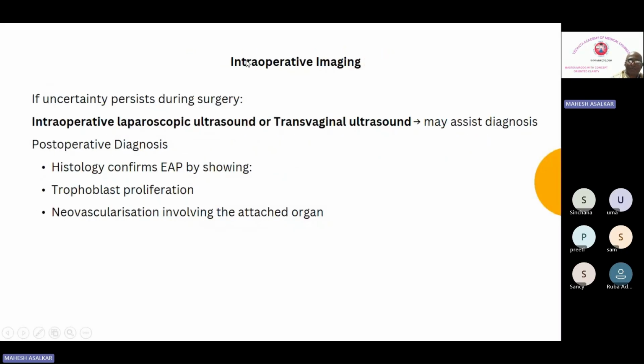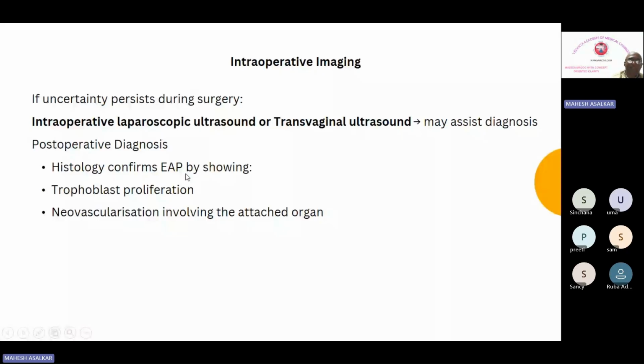Then intraoperative imaging, this is more theoretical. Basically, the condition itself is rare. What they mention is, if uncertainty persists during surgery, intraoperative laparoscopic ultrasound or transvaginal ultrasound may assist diagnosis. So this is something more theoretical which they have mentioned. Then post-operative diagnosis: histology confirms abdominal pregnancy by showing trophoblast proliferation and neovascularization involving the attached organ.